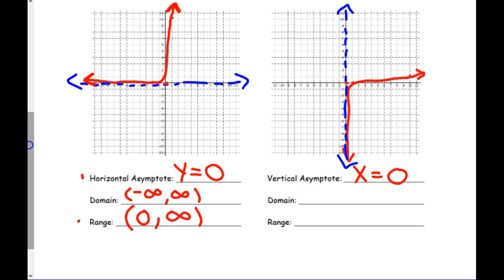So let's do domain. Now, how far to the left does this go? Can't go past this line, which is at 0. So, parentheses or a bracket? What do you think? Parentheses, because it does not touch. Okay? So, parentheses 0, and it goes forever to the right to infinity.